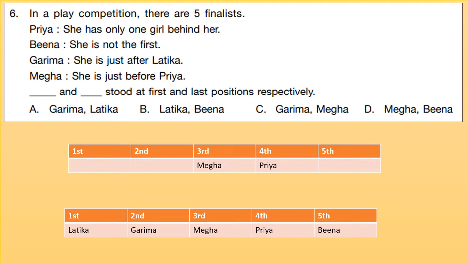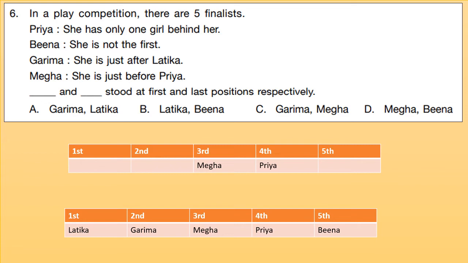Now we know the position of Priya, fourth position. So Megha will be at third as she is just before Priya. Now we know the position of Priya and Megha. Now again Bina, she is not the first, and Garima, she is just after Latika. Since Garima is just after Latika, Garima will be at second position and Latika will be at first position, and Bina will be at the last position.